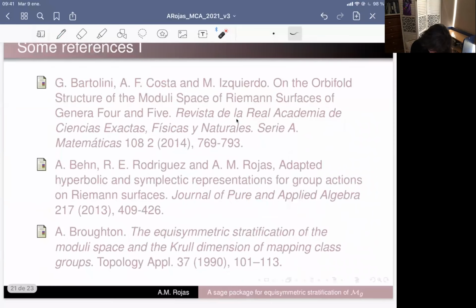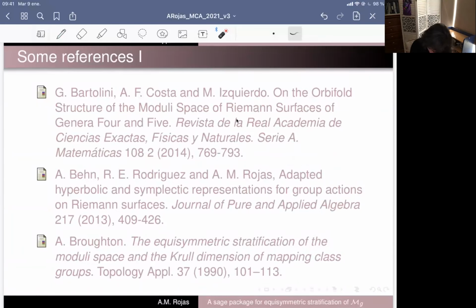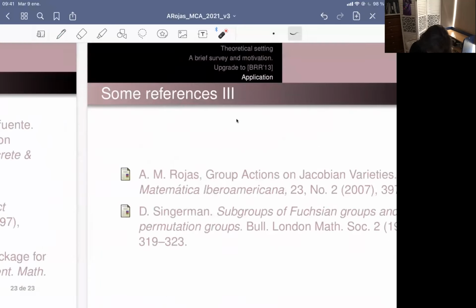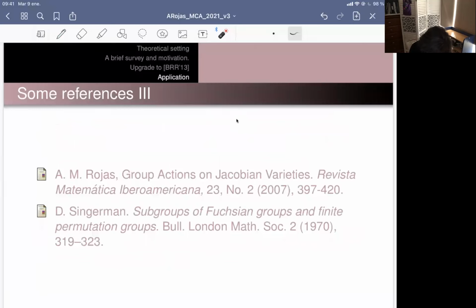So I have some references there of the classical results I told you. For instance, they have a GAP package, but not stratification, just the signature and the ramification, and this computes cyclic actions. And that is Singerman's work, which is the one where you can read the way of restricting generating vectors, although it's not said in that language, of course, because it's from 1970. So thank you very much.